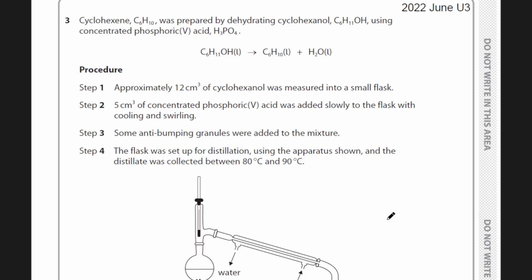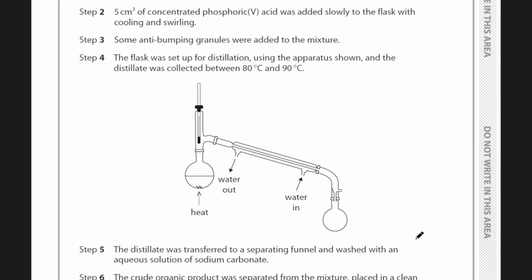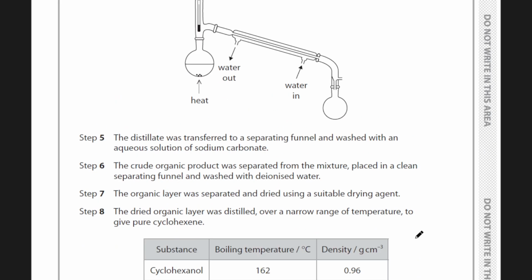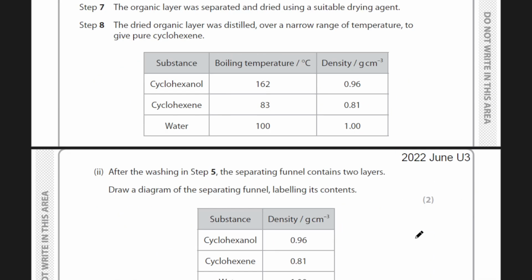Cyclohexene was then prepared by dehydrating cyclohexanol using concentrated phosphoric acid, and that's it. Basically, you can see the procedure. All right, the process has been provided. Everything, the temperature is also provided.